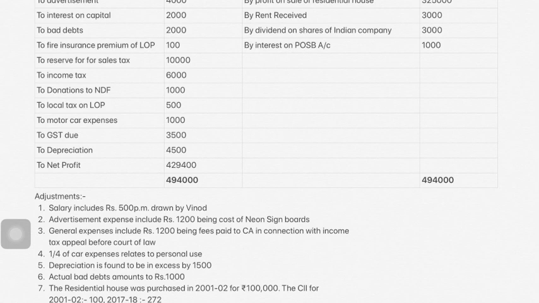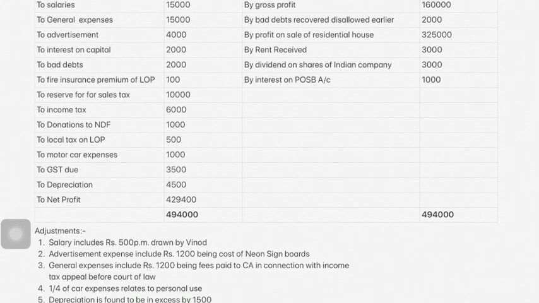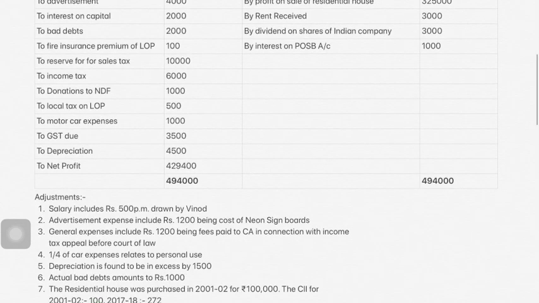Next, depreciation is found to be in excess by 1500. That means 1500 depreciation has been disallowed, so you will add 1500. Actual bad debts amount to rupees 1000. How much is the bad debts in your P&L account? It is 2000. Actual bad debts is only 1000, so the remaining 1000 again you have to add back.